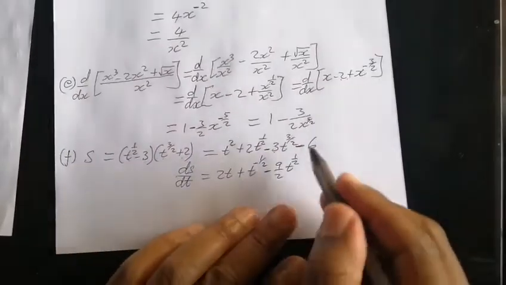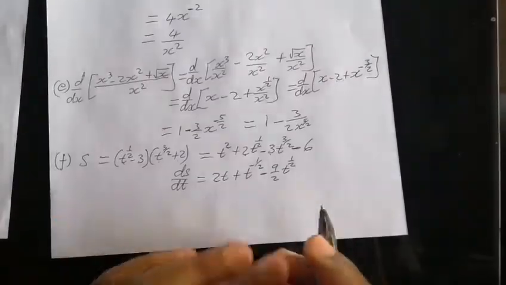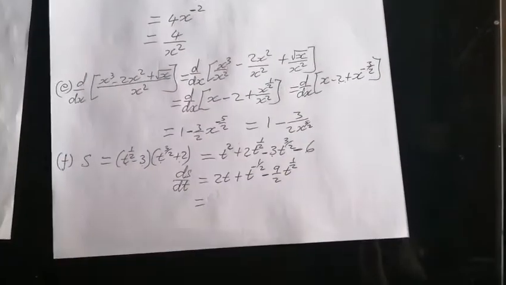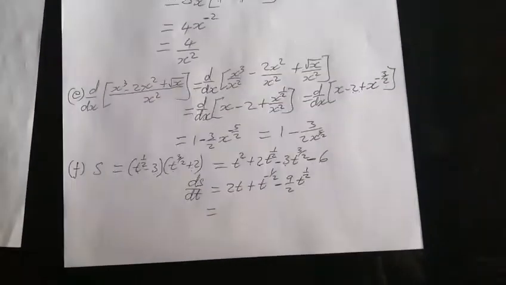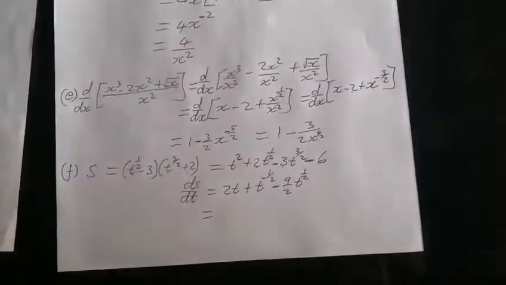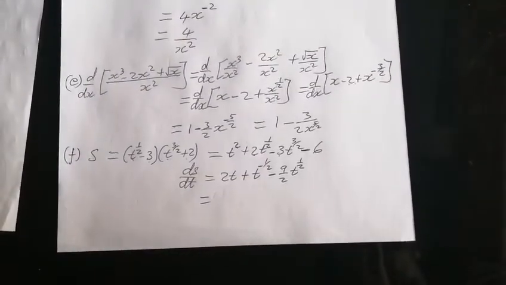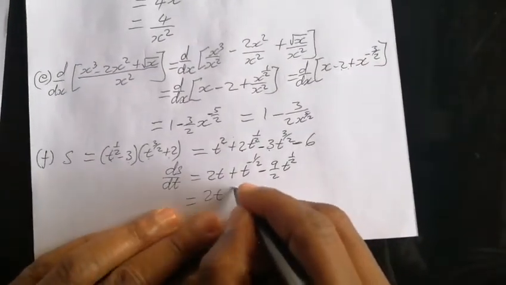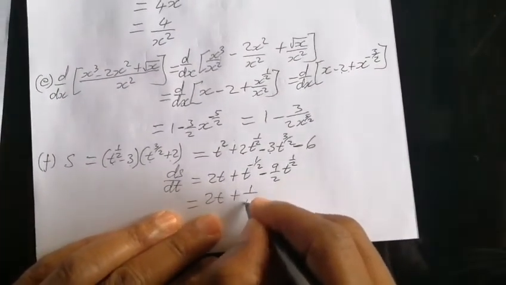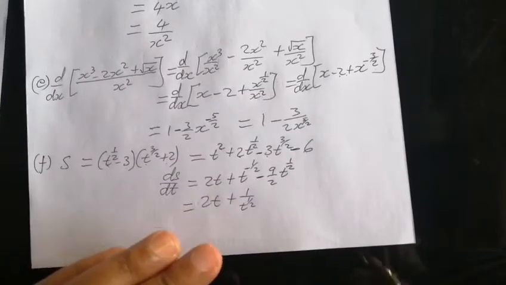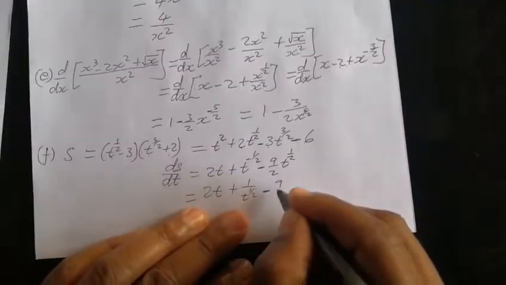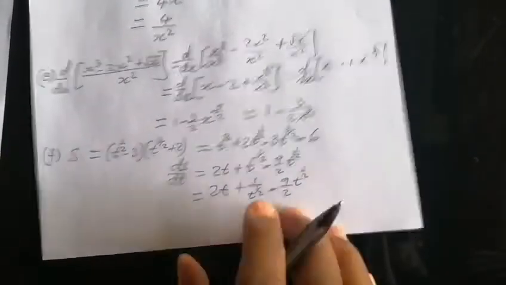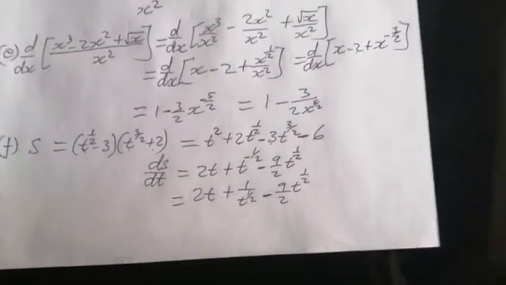Then differentiate the 6. It's a constant. We get a 0. We are now rewriting this without negative powers. We always write our solutions without negative powers. So it will be 2t plus 1 over t to the power half minus 9 over 2t to the power half. Then that is our answer.